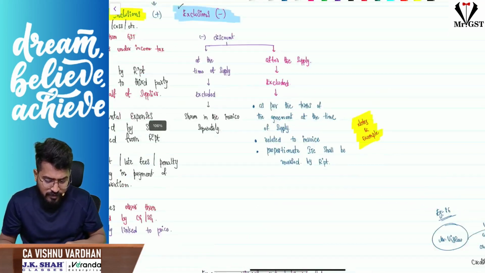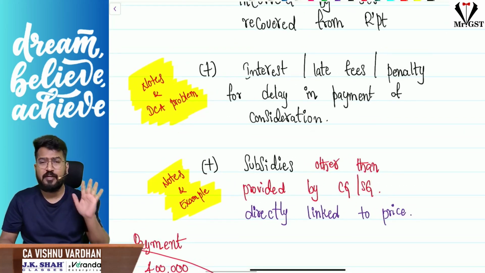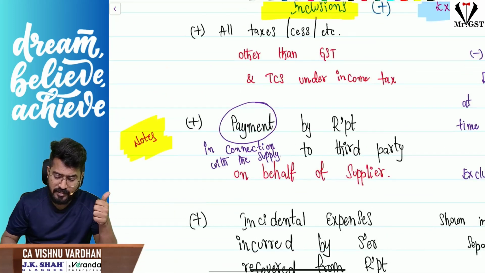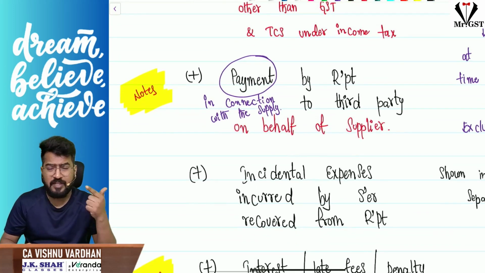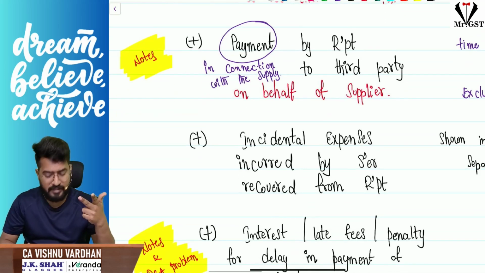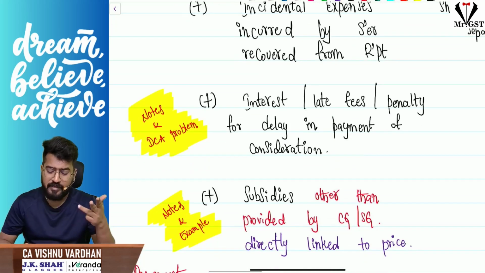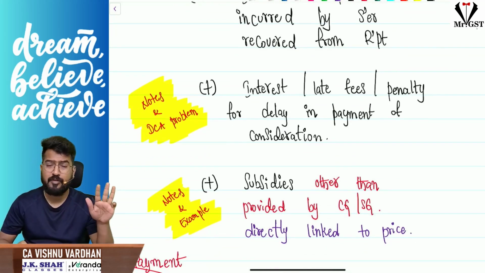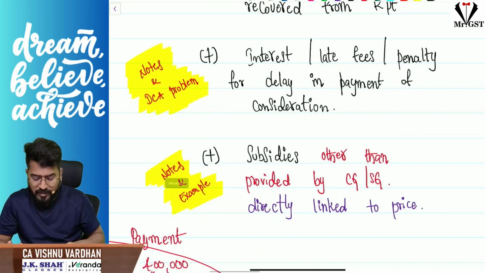Next one, with respect to subsidy. If you are following, we are discussing 5 inclusions. Number 1, all the taxes paid other than GST and TCS under income tax. Next, obligation of supplier discharged by the recipient. Next, incidental expenses incurred by the supplier recovered from the recipient. Interest or late fee or penalty for delay in payment of consideration. That is what we have discussed now. So hope it is clear for you. Last one, final one, subsidies.